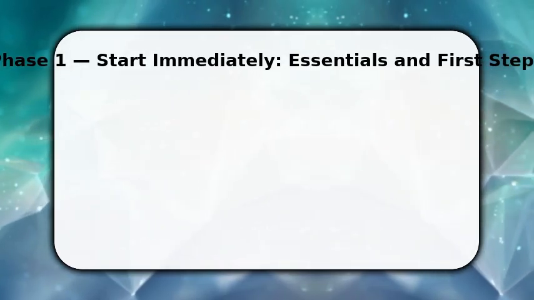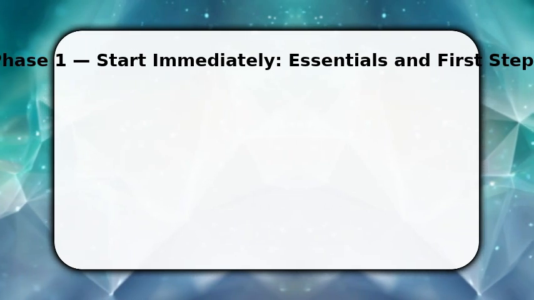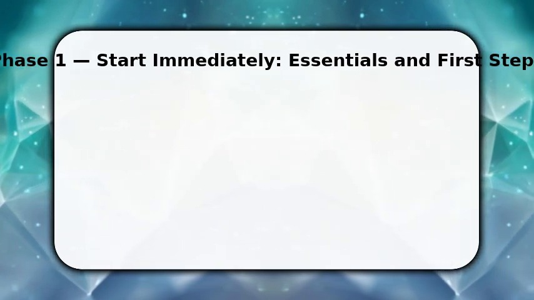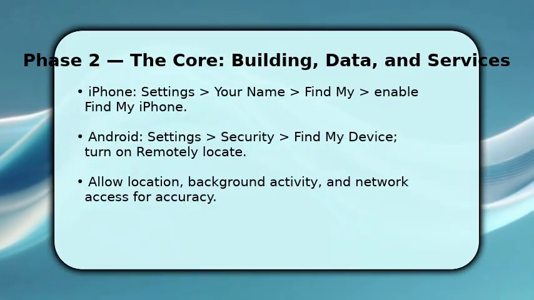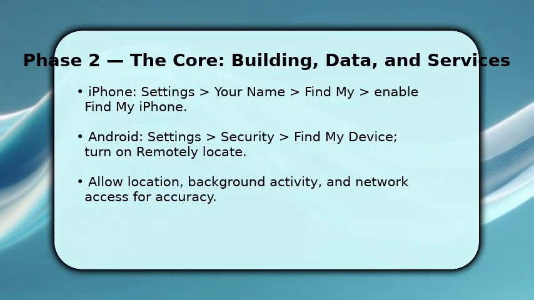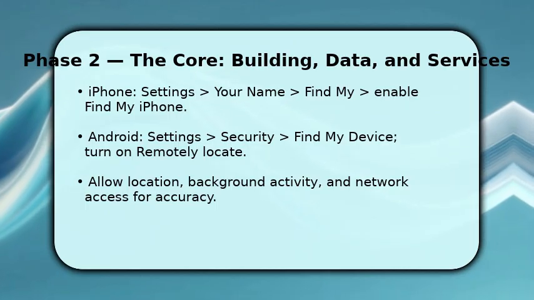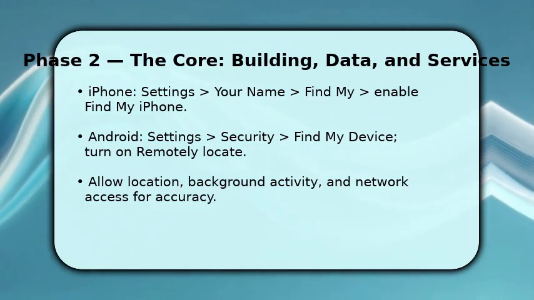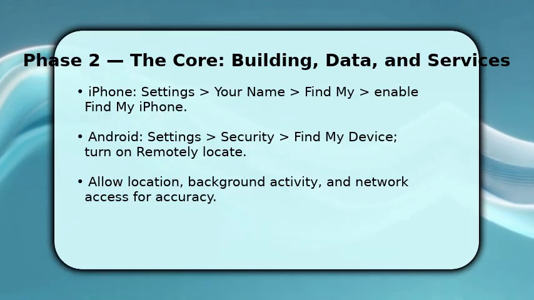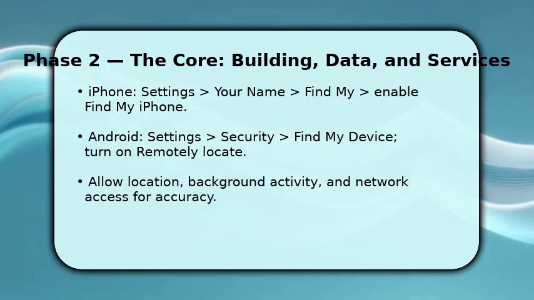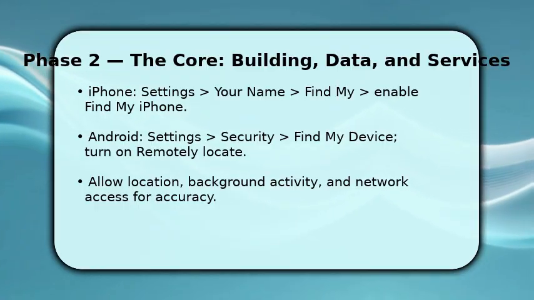Now, head to Settings so you can enable the specific Find features for your platform. You'll now enable the core feature on the phone. On iPhone, go to Settings, tap your name, then Find My, and turn on Find My iPhone, include Send Last Location. On Android, open Settings, choose Security or Google Settings, select Find My Device, and enable Remotely Locate this device plus allow Remote Lock and Erase.